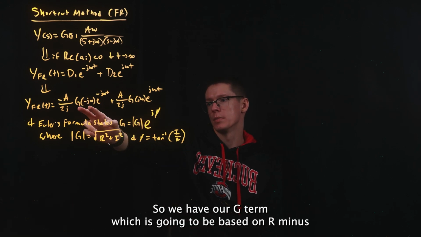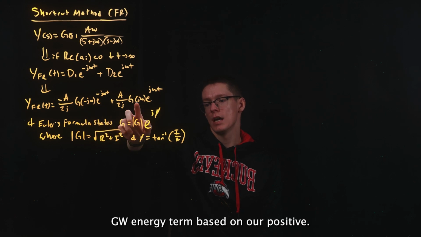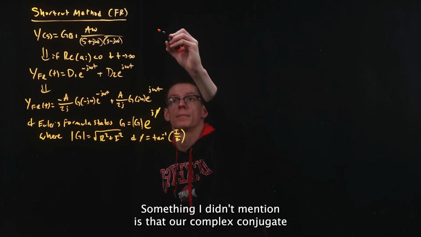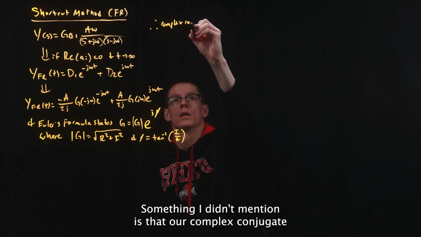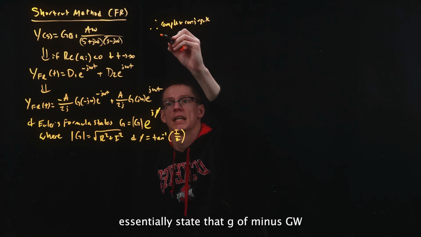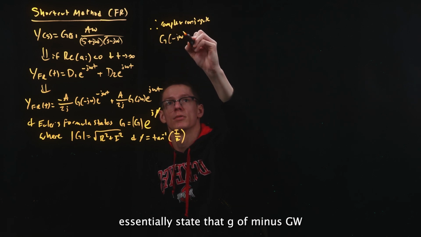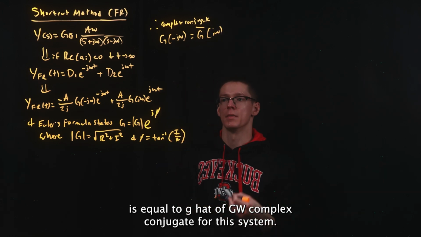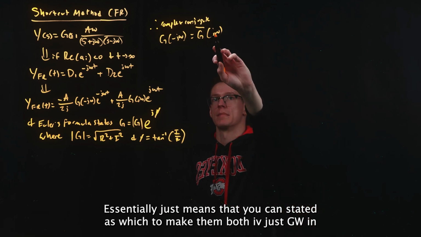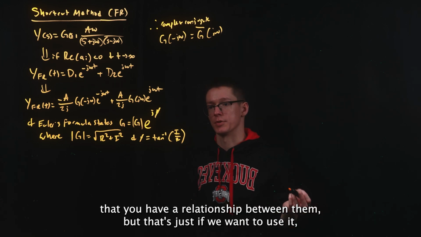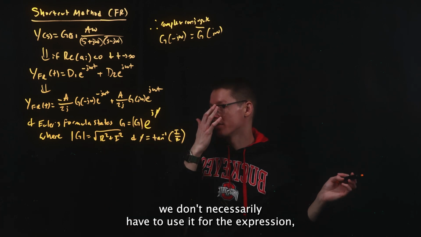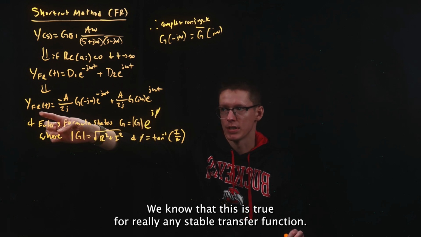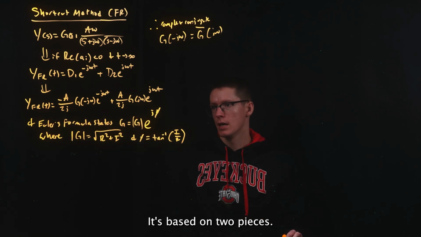So we have our g term, which is going to be based on our minus jw, and our g term based on our positive jw. Something I didn't mention is our complex conjugate, which would essentially state that g of minus jw is equal to g hat of jw. Complex conjugate for this system essentially just means that you can state it in terms of just jw and that you have a relationship between them. But that's just if we wanted to use it. We don't necessarily have to use it for the expression, but we have a lot of pieces here. We know that this is true. For really any stable transfer function, this statement will be true to describe our output. It's based on two pieces.